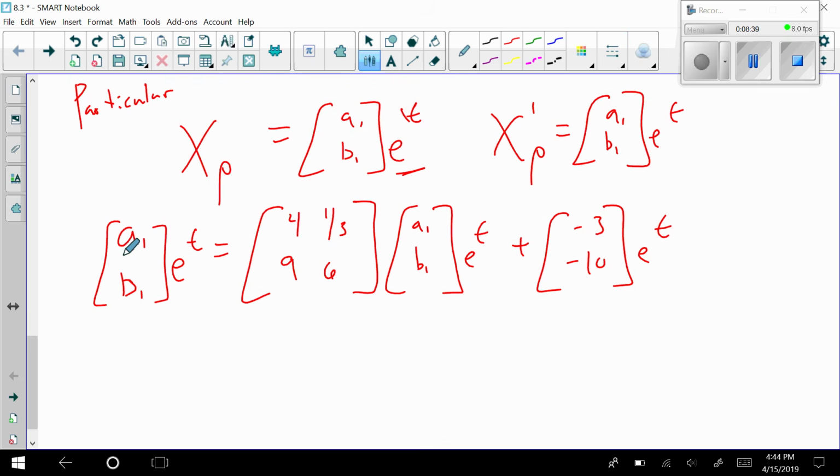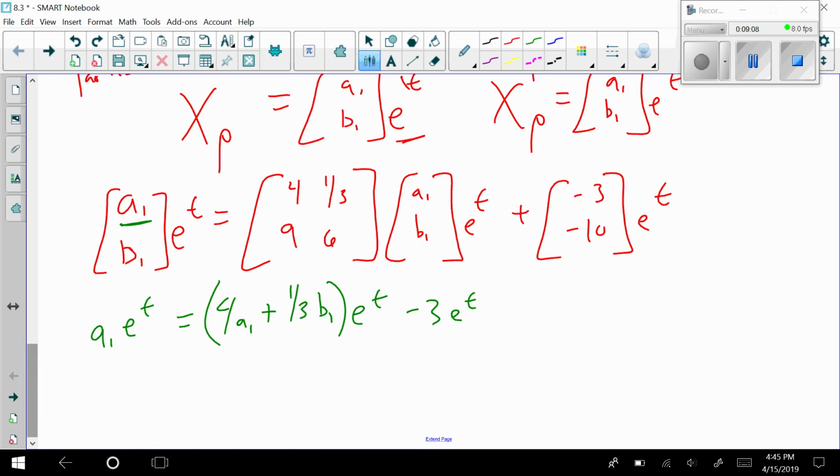The green here. So I start here. I have a sub 1 e to the t, right, equals, this would be a 4 times a sub 1, so that's 4a sub 1. It's a -1/3 times b sub 1 plus 1/3 b sub 1. Now these both are getting multiplied by this e to the t, right? And then I have a -3e to the t. Okay, that's just for the first line, right? The first line's here.